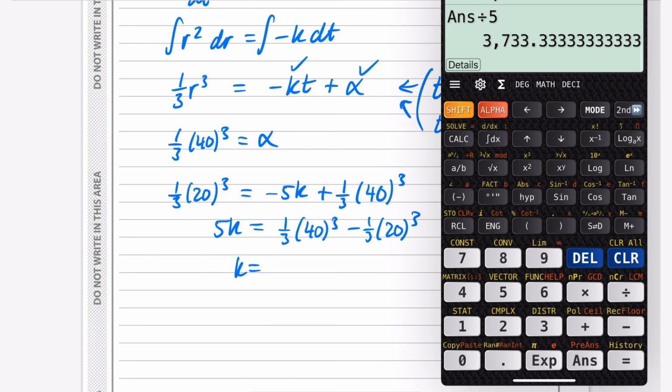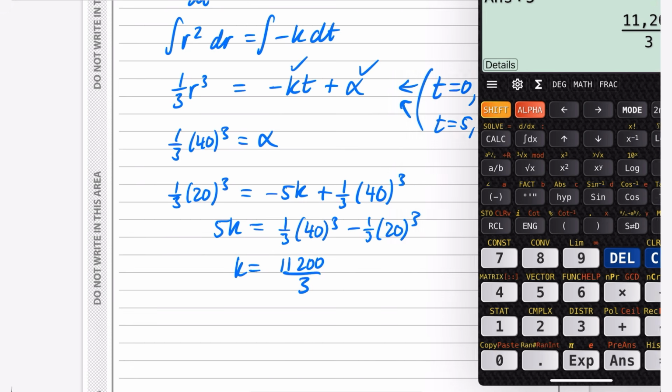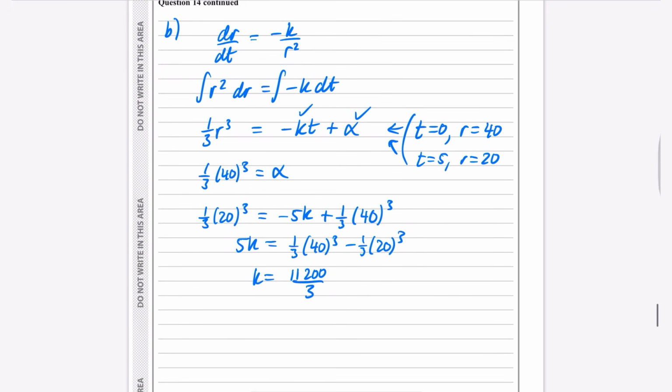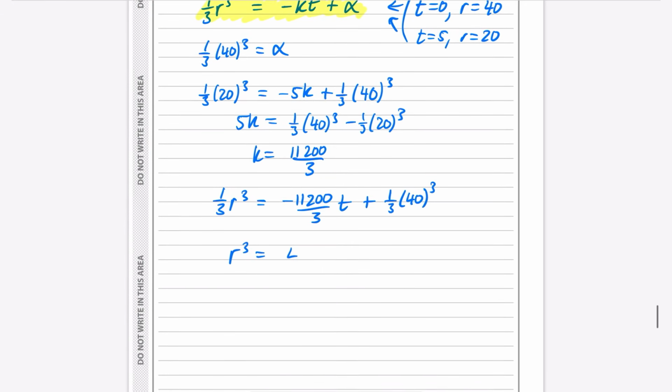So we get that k is 11,200 over 3. So we have nearly got all of the information that we need here. Going back to this equation, I'm going to write out exactly what it is. So I've got a third r cubed equals minus 11,200 over 3t plus alpha, which is a third multiplied by 40 cubed. If I times everything by 3, I get that r cubed is 40 cubed.